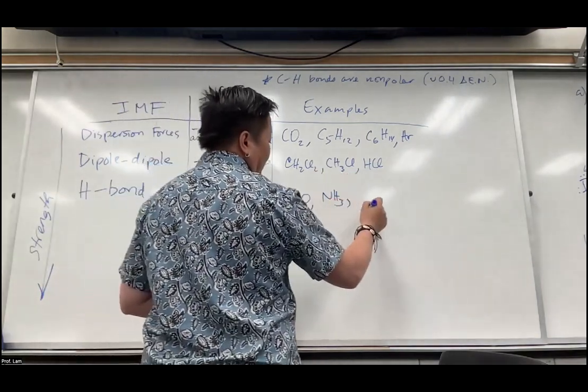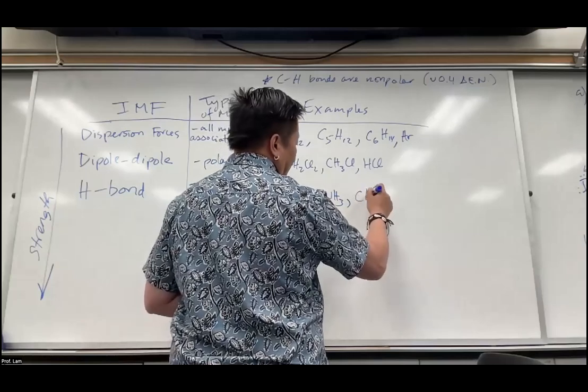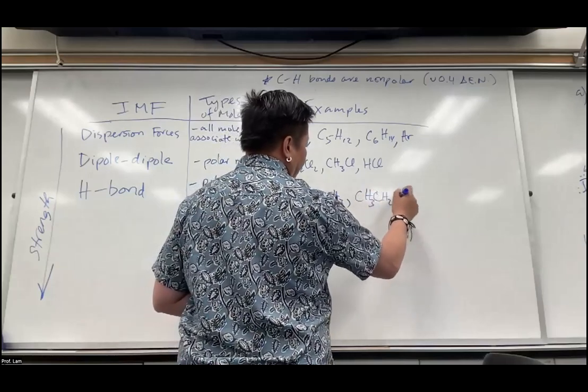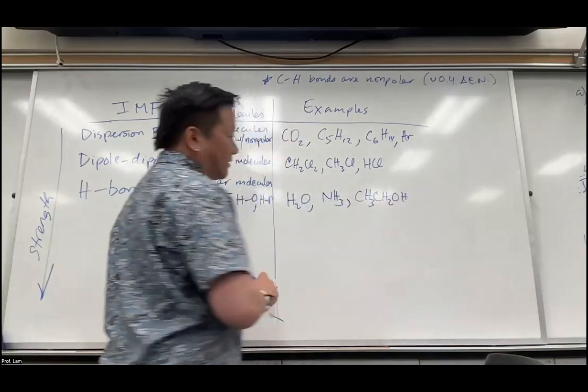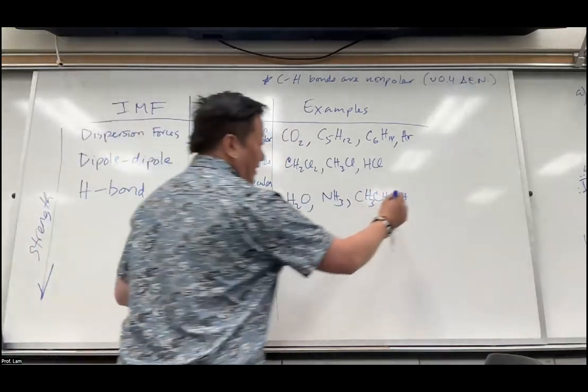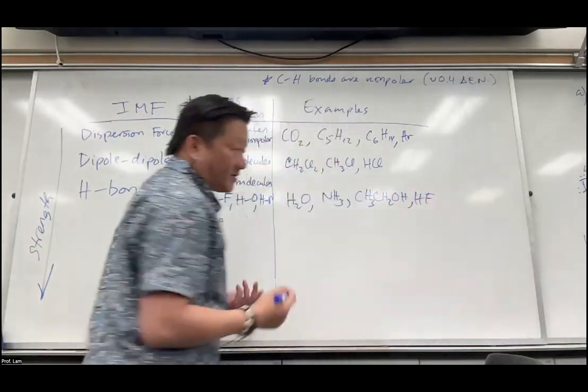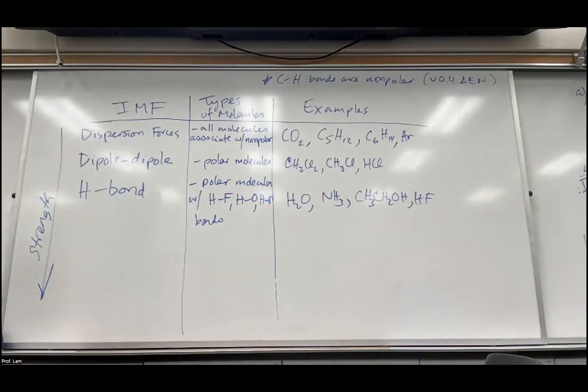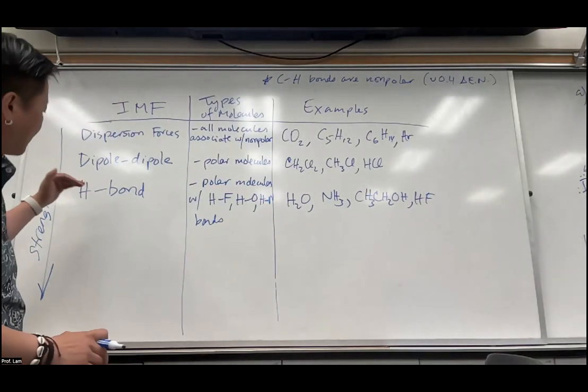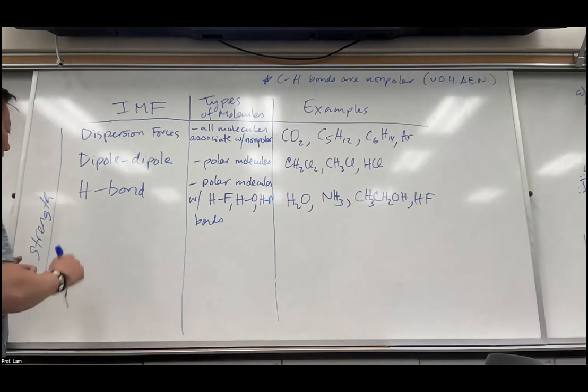So examples: water, NH3, methanol, you saw that, CH3CH2OH, okay, etc. HF also has hydrogen bonding, obviously. All right, so our next one that's stronger than the H bond is called dipole, ion dipole.